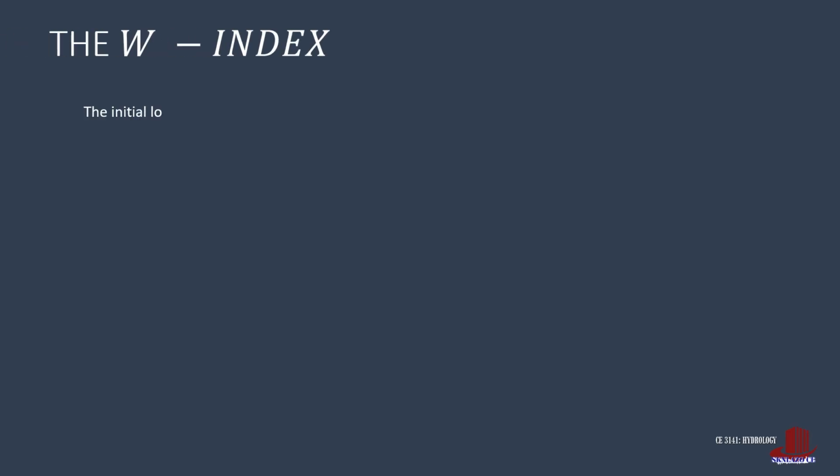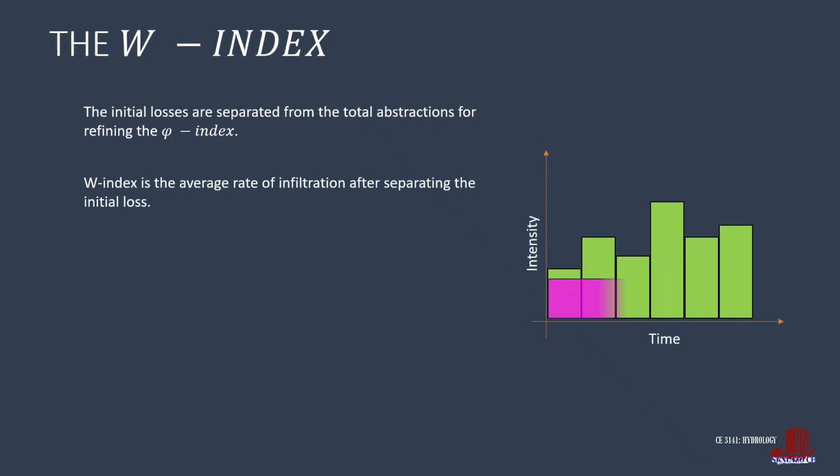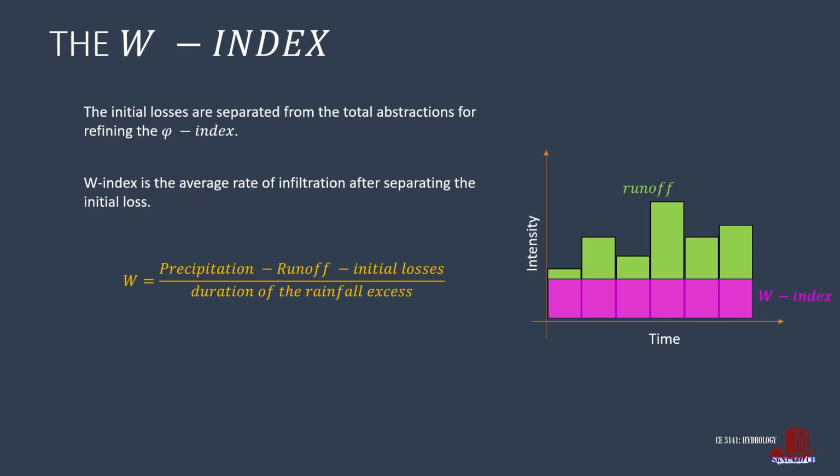The W index is another method, very similar with the phi index. This method takes into account the initial losses in solving for the infiltration. Mathematically, W index is the precipitation less the runoff and the initial losses, all over the duration of the rainfall excess. That is W is equal to P minus R minus I sub A all over T. This equation is just like the phi index, only with initial losses subtracted. Graphically, this is subtracted from the first entry.